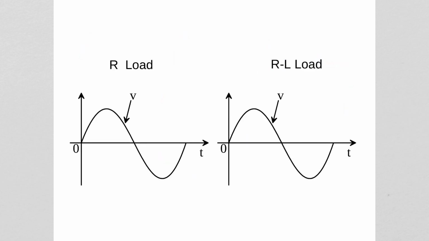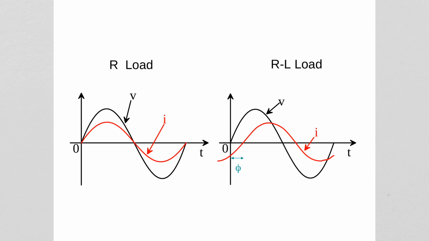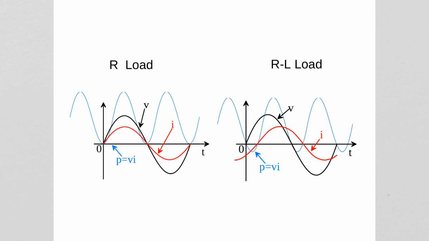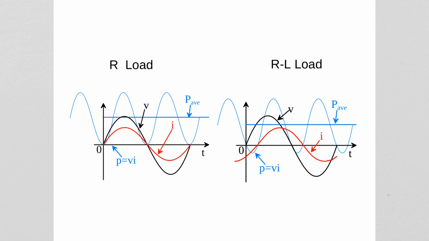Now if you compare with an R load and an RL load, you will see that the current waveform here is in phase, and that is having a phase shift of phi. And the instantaneous power curve here and the instantaneous power curve for the RL load is like this. Now look at the average. The average for the R load is much higher than the average for the RL load because of this negative portion which gets subtracted from the area when you are integrating.